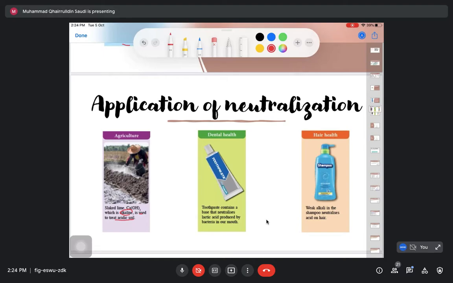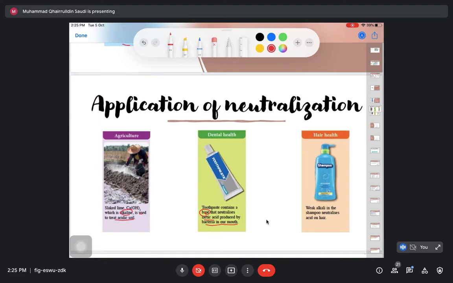So, dental health: toothpaste actually contains base that neutralizes lactic acid produced by bacteria in our mouth. When we eat a lot, there are many bacteria in our mouth, and bacteria usually produce lactic acid. And acid, as we know, is corrosive. Over time it can corrode our teeth. That is why we protect our teeth by using toothpaste, because toothpaste has base that can neutralize the lactic acid so that our teeth will not corrode.